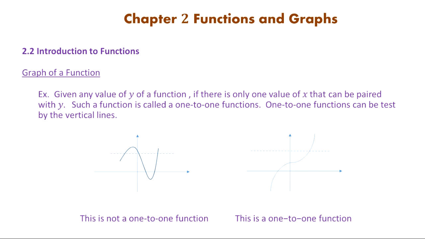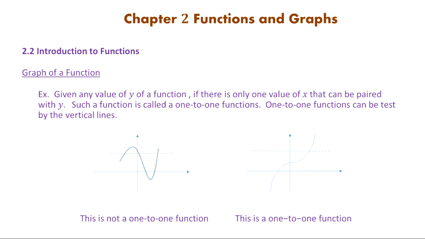So we're talking about functions. We know we can use the vertical line test to determine whether a relation or curve is a function or not. And then there's another thing we call one-to-one functions. What does one-to-one function mean? Given any value of y of a function, there is only one value of x that can be paired with the y. So that's a different definition from function. Such a function is called a one-to-one function.